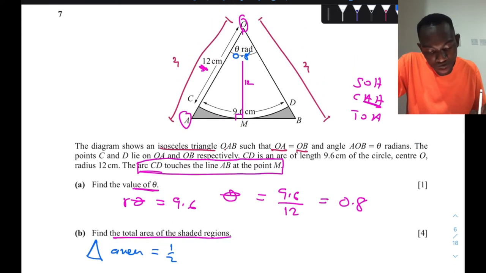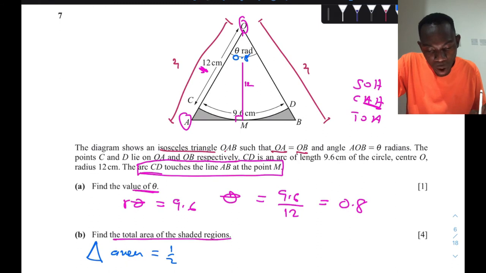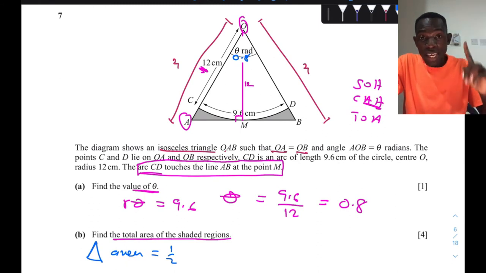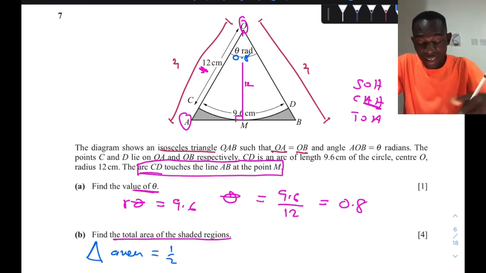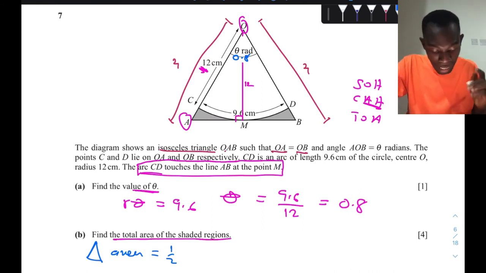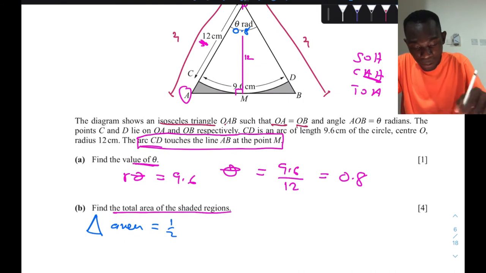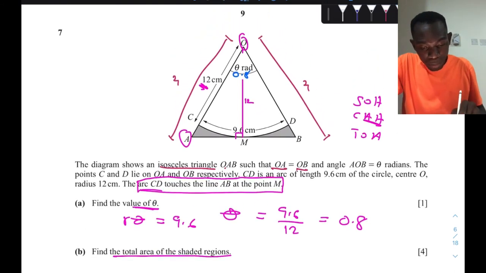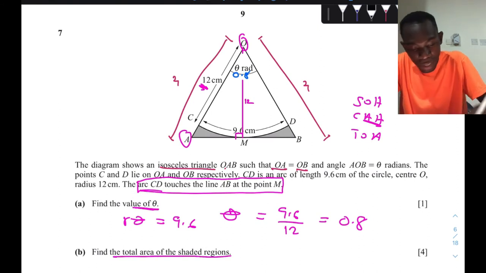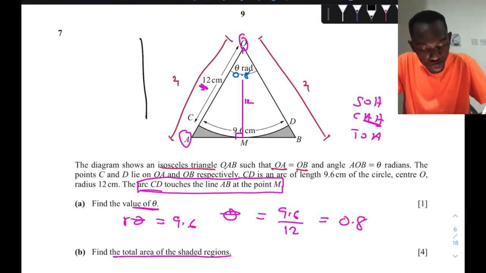One thing is that I don't know AO. I don't know that side. So I can't find the area of the triangle right now. Let me go and find it. I think I can just extract this triangle out here, what I was doing earlier.